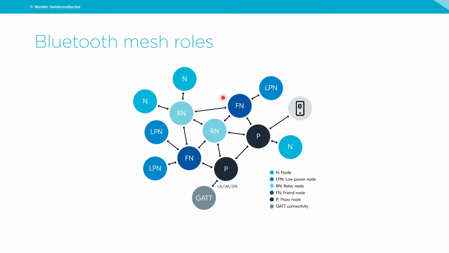But the mesh feature is based on advertising, and most phones do not support this mode of communicating. So if you want to communicate with the network, you need to establish a point-to-point connection, and that you can do with a proxy node, or a node that implements a proxy node role. That allows you to make a connection with the network from the phone. It can be a phone, but you can also use a GATT proxy to communicate with another GATT node in another way.